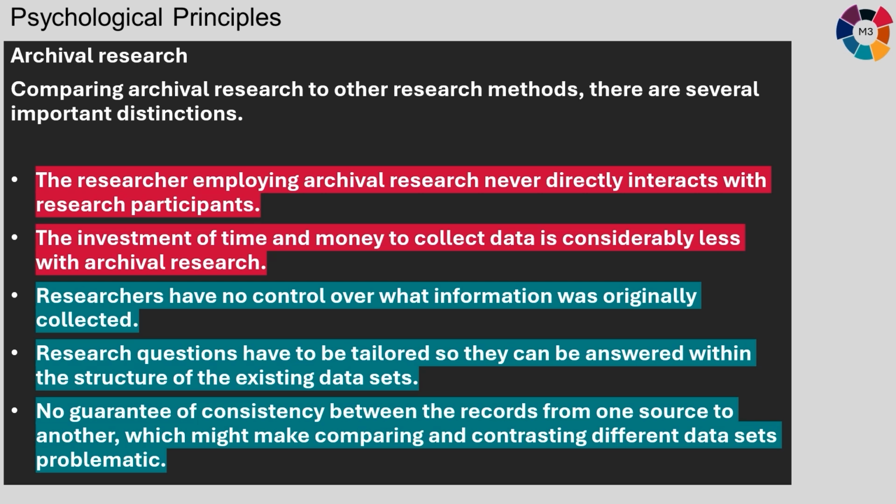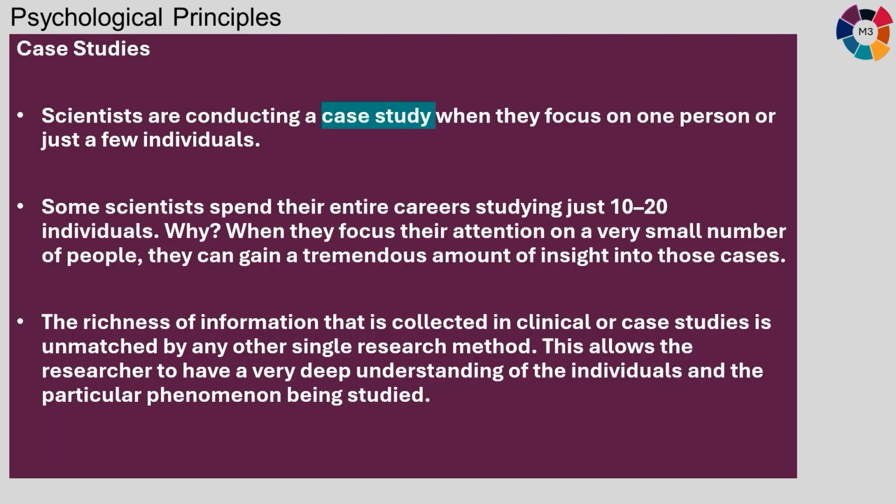However, we also have to consider that researchers have zero control over what information was originally collected. Research questions have to be tailored so that they can be answered within the structure of the existing datasets. No guarantee of consistency between the records from one source to another is possible, which might make comparing and contrasting different datasets problematic. Another type of research is when scientists do case studies.